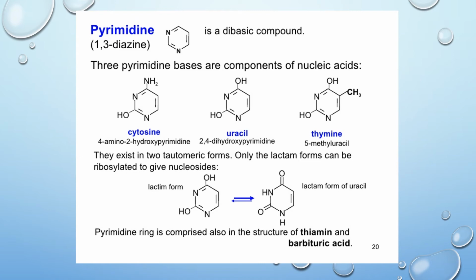Three pyrimidine bases are components of nucleic acids. They are cytosine, uracil, and thymine. They exist in two tautomeric forms. Only the latter forms can be ribosylated to give the nucleosides. Pyrimidine ring is comprised also in the structure of thiamine and barbituric acid.